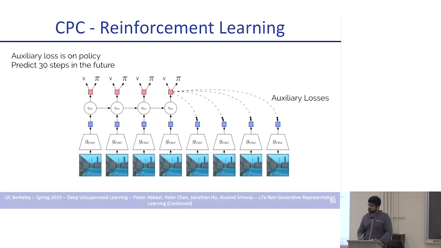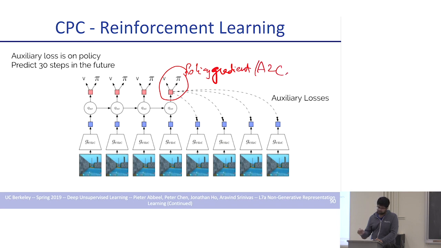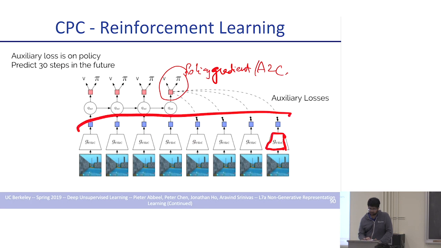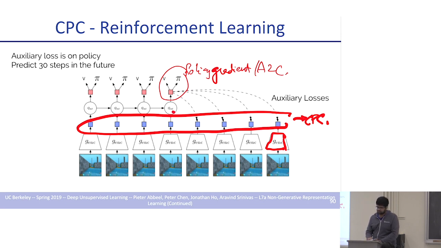It was also applied in reinforcement learning. I'm not going to go into details because we'll have a separate lecture for unsupervised RL. But just think about it as, in addition to policy gradient, so this is doing policy gradient, A3C, or rather A2C, the same encoder is being used for CPC, and the same LSTM too. So this encodes the previous reward and so on, in addition to states. It encodes previous state, action, rewards, and so on.